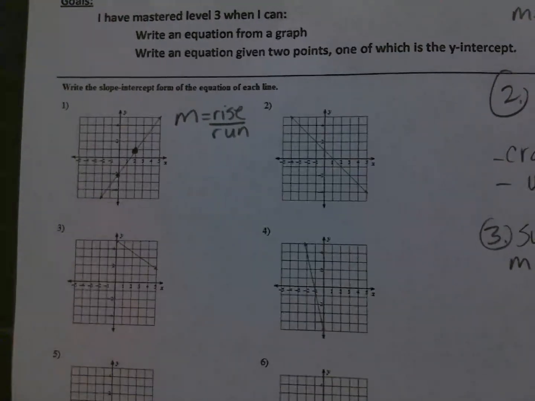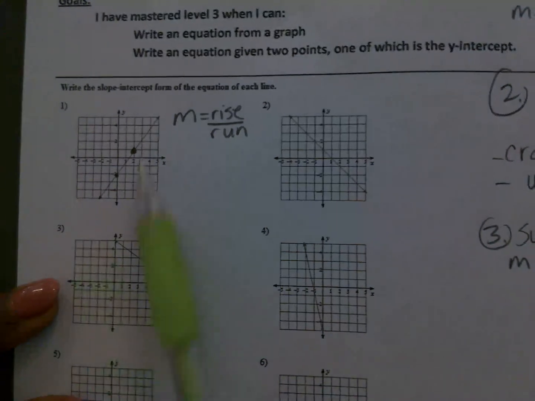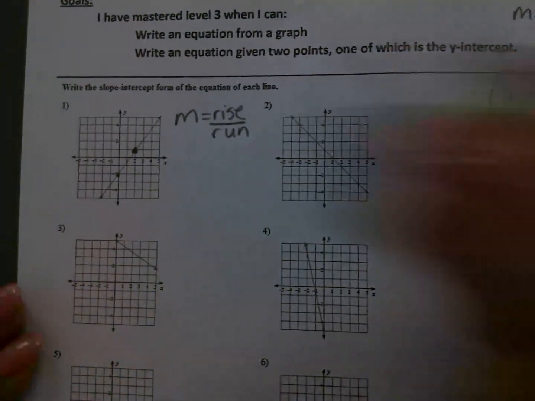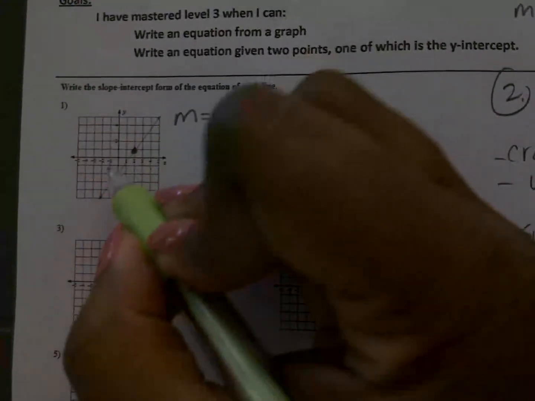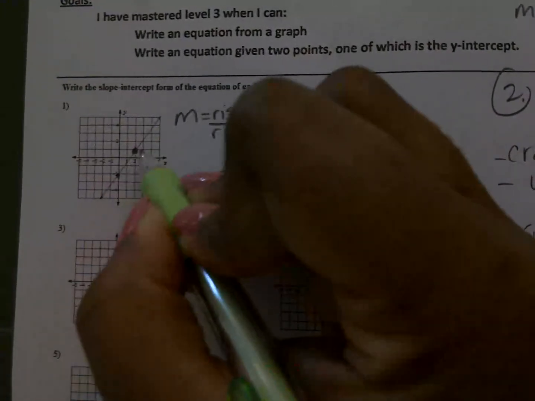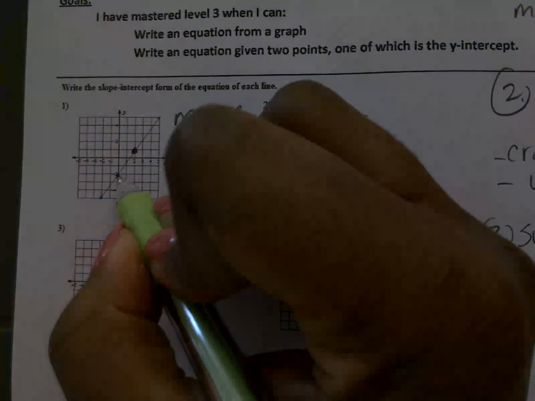So now that I've picked 2 good points, I can count rise over run. Is this going to be a positive slope or a negative slope? Positive slope, because from left to right, the line is going up. So let's count here. Look, do you see how I picked 2 points? So now I'm going to count rise over run.